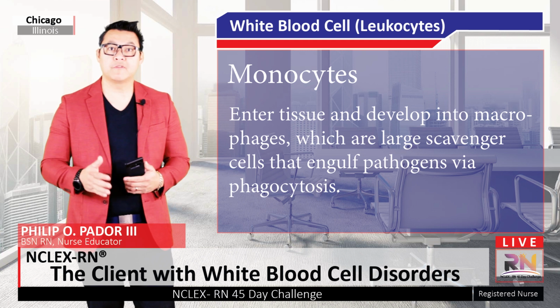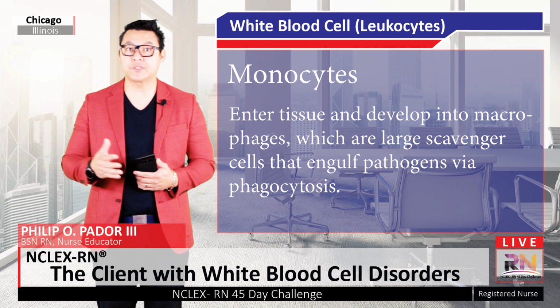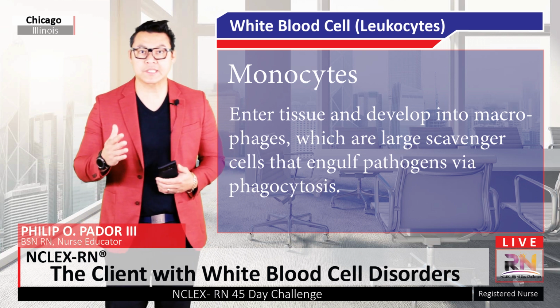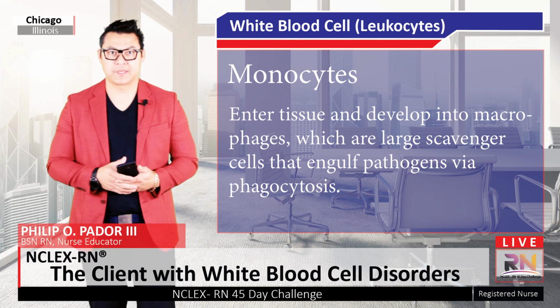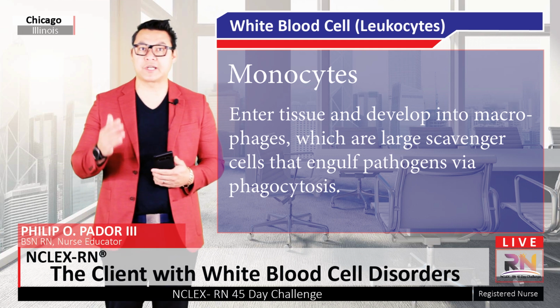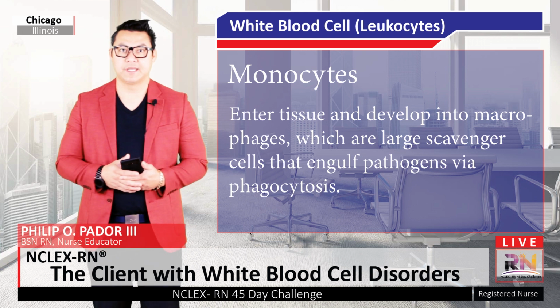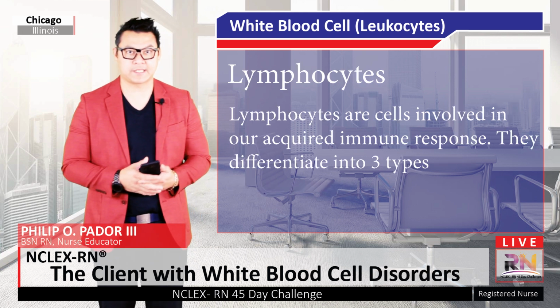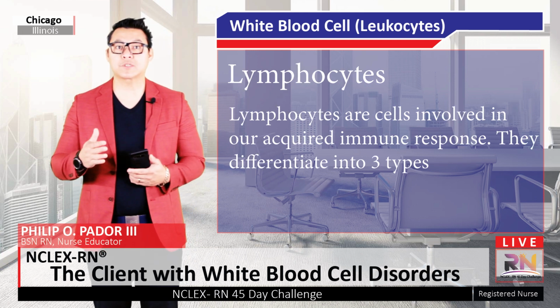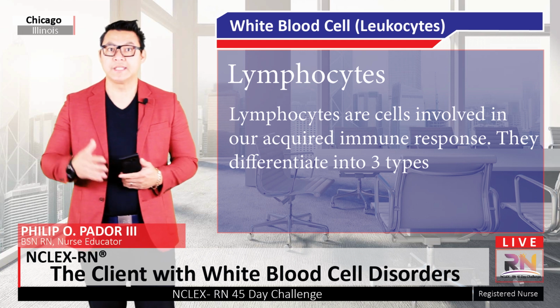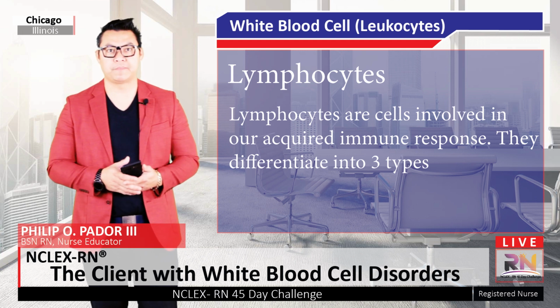So the two types of phagocytic cells inside our immune system are macrophages as well as the neutrophils. But macrophages are much larger than the neutrophils. Now let's move on to our lymphocytes. Lymphocytes are those specialized white blood cells that make up our specific immune system.